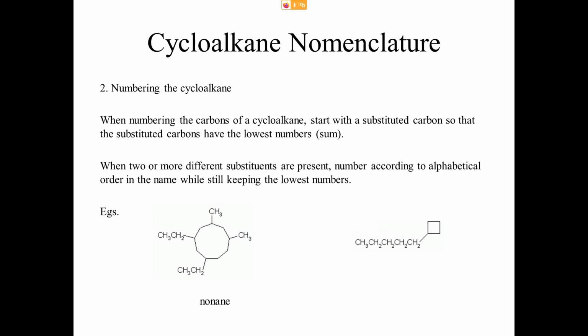But it's not just nonane. Nonane indicates it's a straight chain. So I have to somehow tell you it's in a ring. So we prefix it with the word cyclo, right? So it's a cyclononane. And that is simply a 9-membered ring. That's all that describes. Am I leaving anything out by naming it cyclononane? Yes. What have I yet to account for? The substituents. Substituents, exactly.